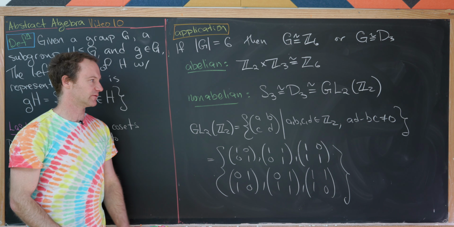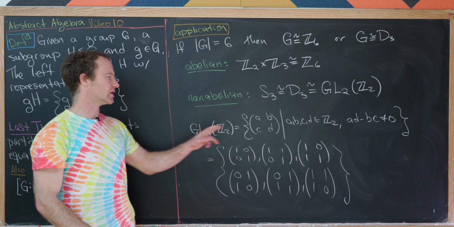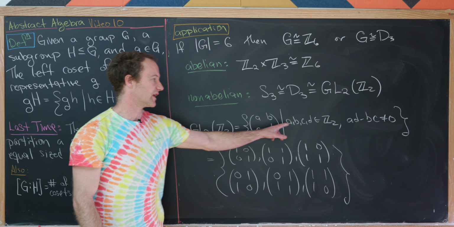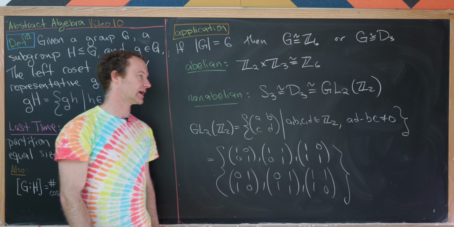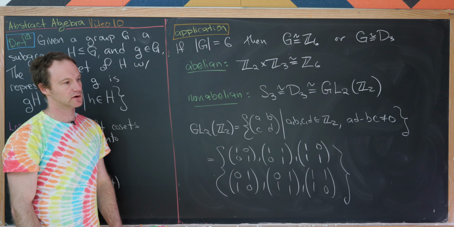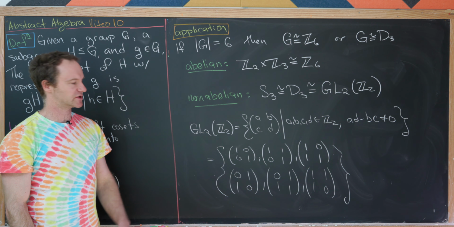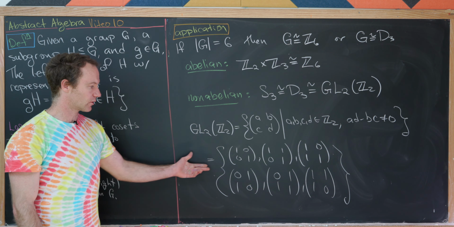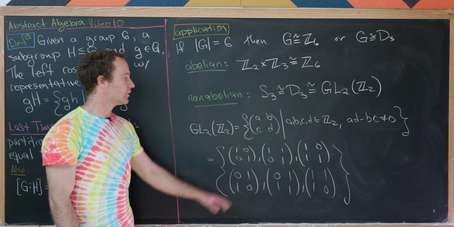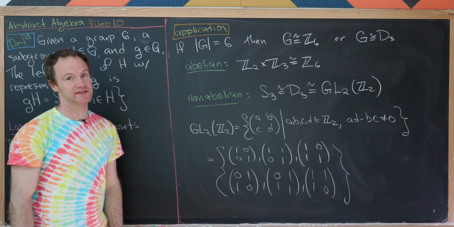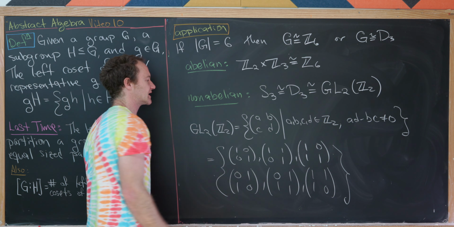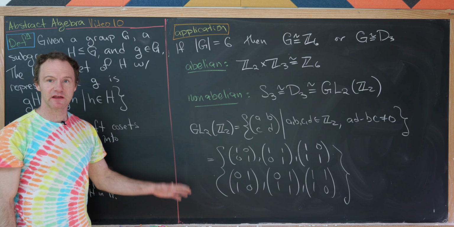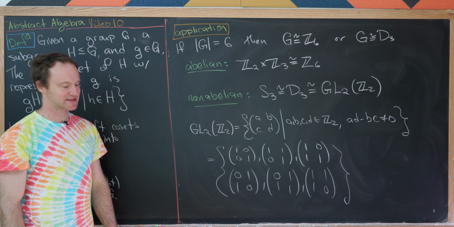Let's briefly explain what that is. So that's going to be all 2 by 2 matrices where the entries are in Z2 and the determinant is non-zero. So in other words, they're invertible matrices. But if you look at all of the possibilities, there are only 6 elements here. Notice there are only 16 total matrices in the first place. That's because you've only got 2 choices for all of the entries. But if you require them to be invertible, you only get 6.